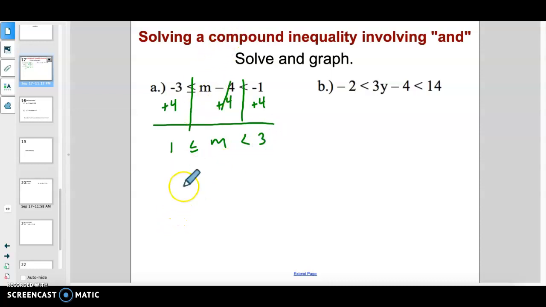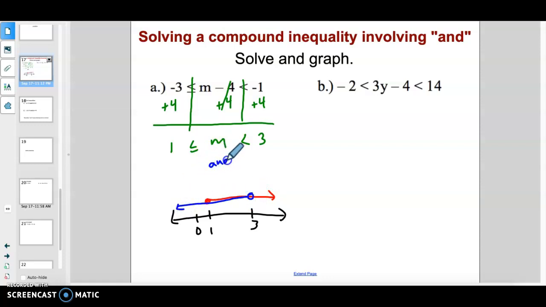So what's going on with this number line? If you want to see it in its total form, I have the 1, I have the 3, and a 0. If I graphed m is greater than or equal to 1, that would be a solid dot at 1, and then all the numbers greater than 1. And then m is less than 3 is this part, so I would have an open dot, and then less than 3. However, because this is an AND situation, we only want to graph what they have in common, like the center of the Venn diagram. So I would just keep this part in the middle where they overlap each other, like an overlap in a Venn diagram, and I would erase the edges.